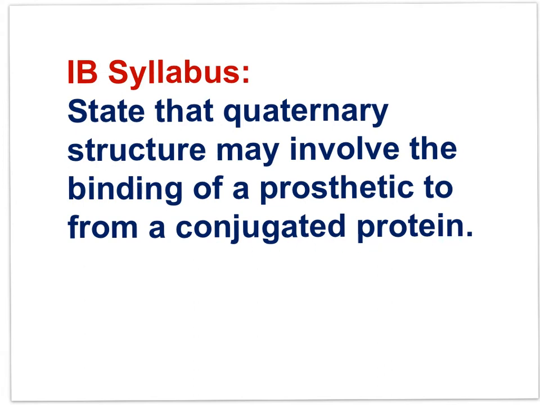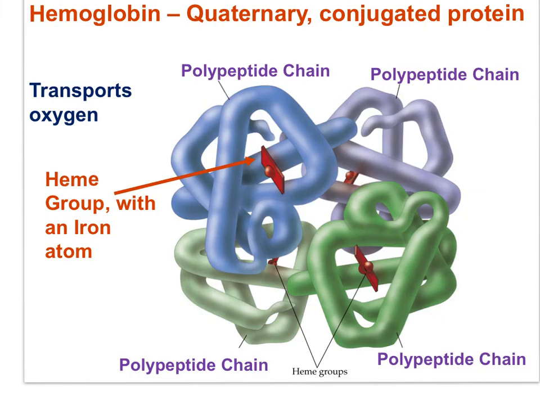Stay tuned. Hemoglobin has quaternary structure with a prosthetic group that's formed a conjugated protein. The prosthetic group is the heme group, of which there are 4, each of which includes an iron atom that binds oxygen. The polypeptide with the prosthetic group forms a conjugated protein.